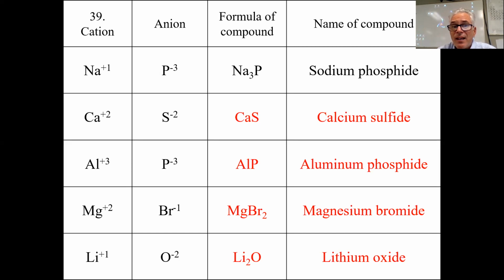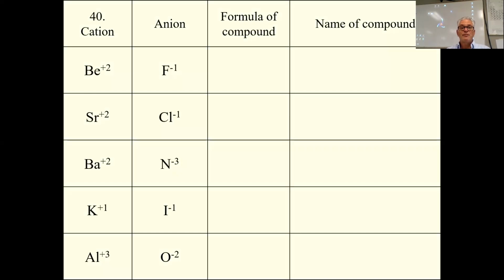The names are easy. Say the name of the metal atom: sodium, calcium, aluminum, magnesium, lithium, nothing fancy. The second name is the name of the nonmetal. Change the ending to IDE. So instead of phosphorus, it's phosphide. Sulfur becomes sulfide. Phosphorus again is phosphide. Bromine becomes bromide, and oxygen is oxide.